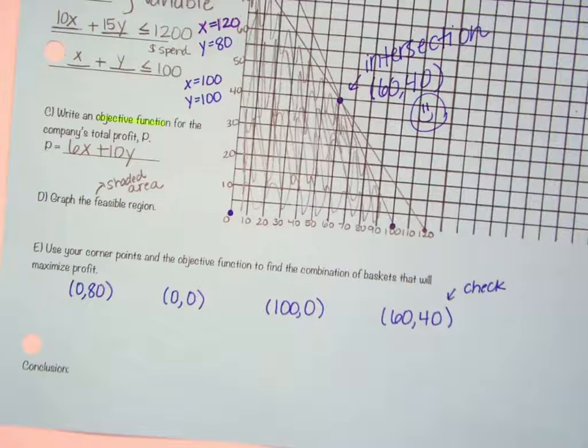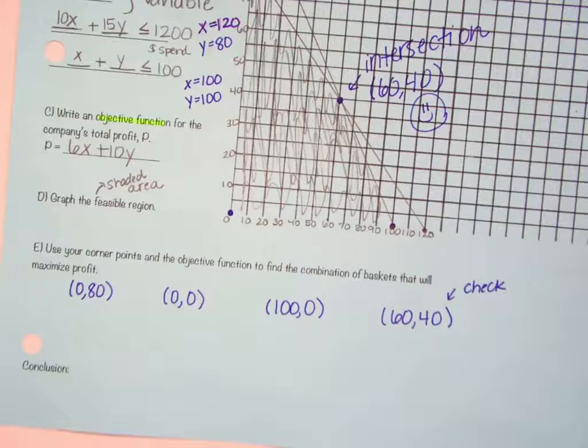So if your point is not correct, you need to set up a system of equations and do substitution or elimination. If you graph it wrong and you do not check that point and you get the answer wrong, there's not a whole lot I can do to help. So make sure you are checking your work.